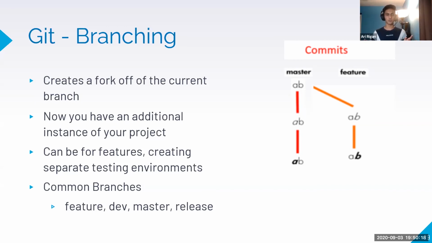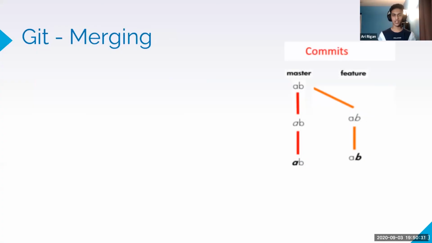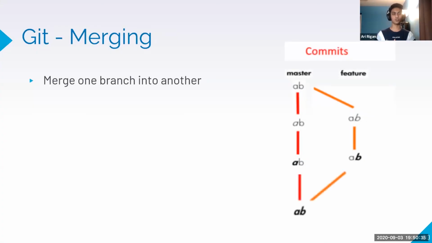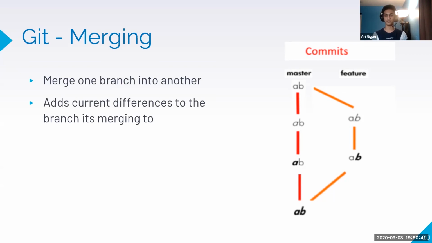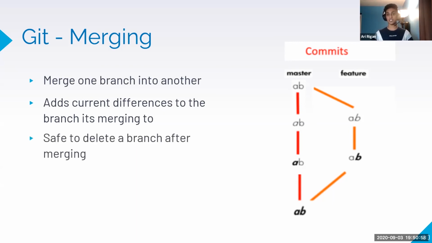Now, if you want to, let's say, push them together again, that's called merging. And you may want to do this because you might be testing something out and you realize this is amazing and we want to push it to our official version of our project. That's when merging comes in. You literally just merge one branch into the other. What this does is add the current differences to the branch it's merging to. So let's say we're on our feature branch and we added something that's completely revolutionary. We want to add it to our product. What we do is we merge it into master. This takes all the differences that feature has and adds them onto master's. And after it's successfully finished merging, it's safe to delete it so that you guys don't work on the same feature thing again. It's very bad convention.